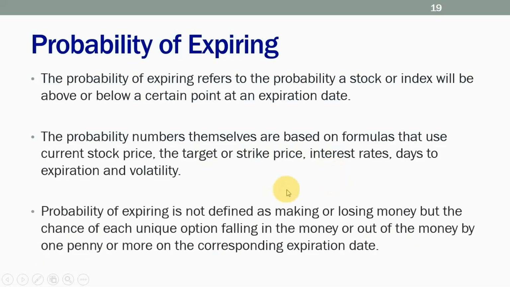And by the way, I love just the marquee definitions. Probability of expiring is not defined as making or losing money, but it's the chance of each unique option falling in the money, or out of the money, by 1 penny or more on the corresponding expiration date.